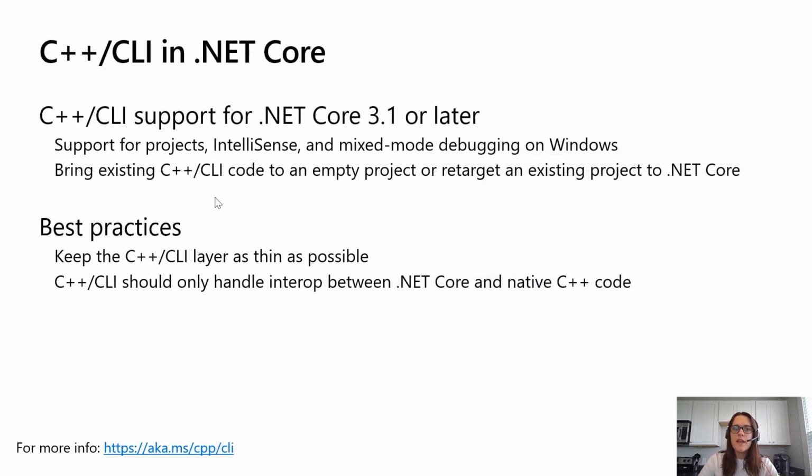Up next, a quick update on C++/CLI. So C++/CLI provides easy interop between native C++ code and .NET technologies like WPF and Windows Forms. And if you were previously using C++/CLI with the .NET Framework, you can now take advantage of all of the new features that are a part of .NET Core with .NET Core 3.1 or later, and that corresponds to Visual Studio 2019 version 16.4.